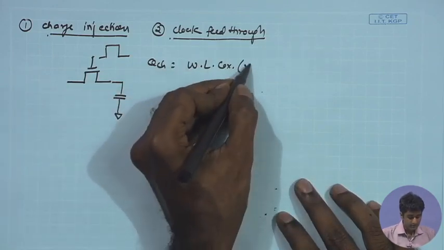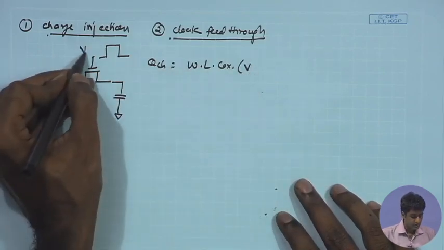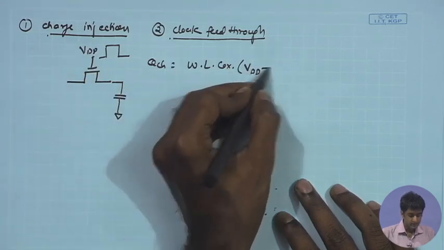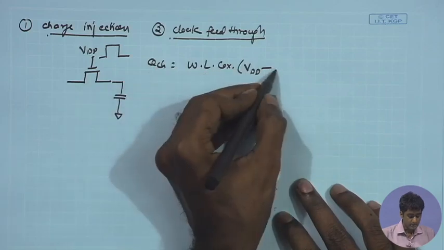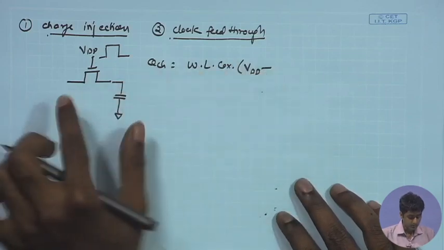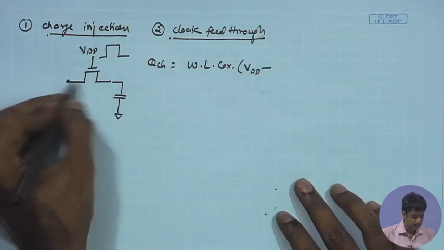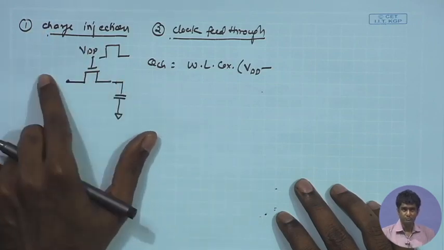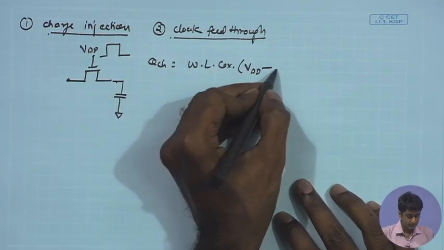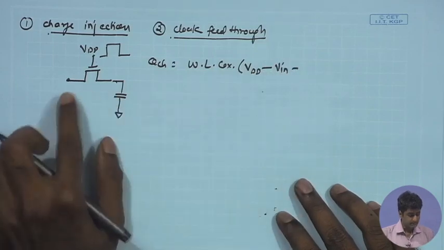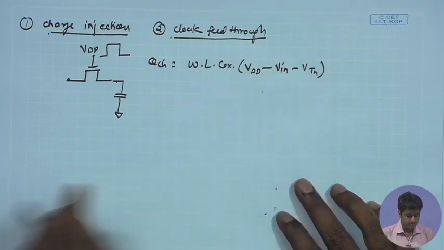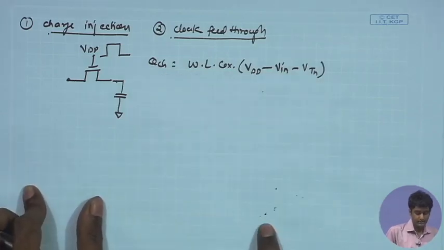So if I say VG, which is the gate voltage when the switch is on, is VDD, then VGS is VDD minus VS. The source can be taken as either this one or this one, since in triode region both the terminals are almost equivalent when the switch is on, and therefore I can just take it as Vin minus the threshold voltage, which is VTN. So this is the overall channel charge that I can write.